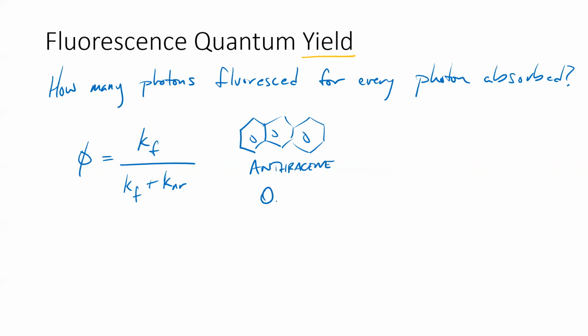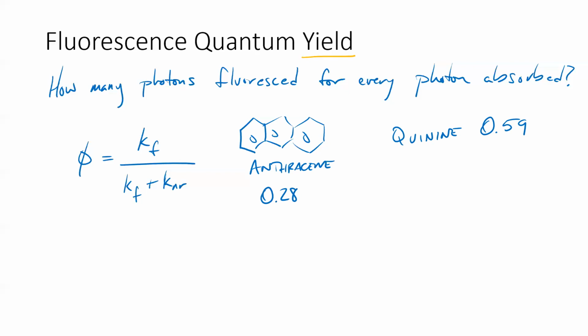Anthracene has a fluorescence quantum yield of 0.28. And so for every 100 photons you put in, you get 28 photons out. Quinine, which, if you've ever put tonic water under a black light, you've seen quinine fluoresce. Quinine has a fluorescence quantum yield of 0.59.